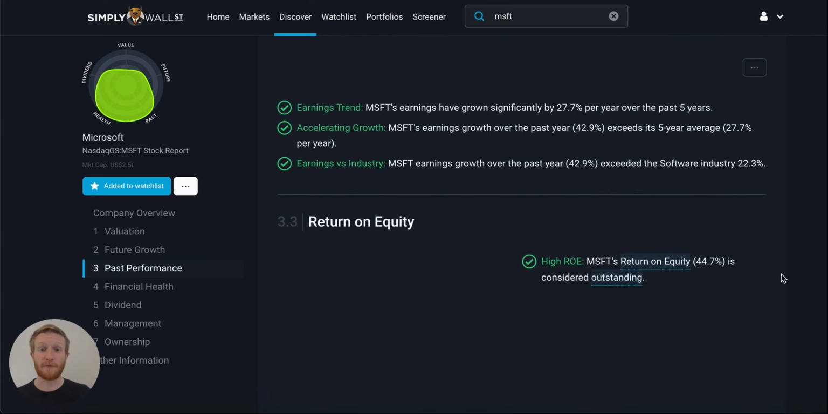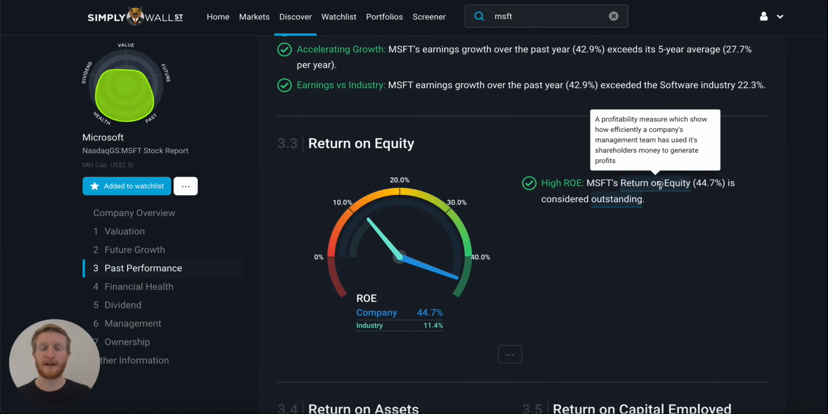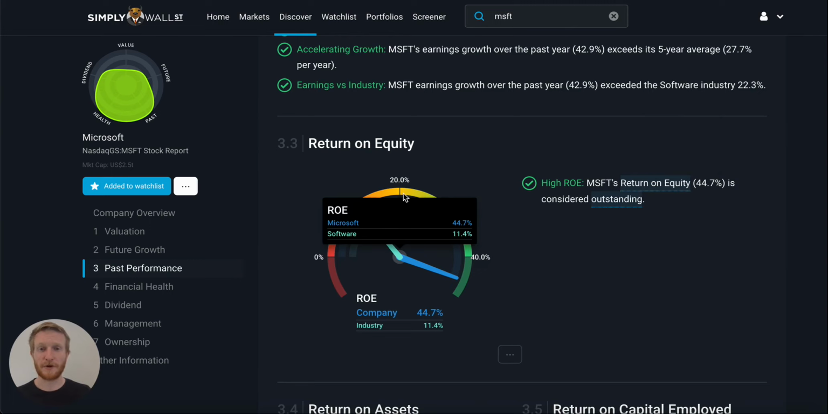And so the final check we do that contributes to the Snowflake's performance is the company's return on equity. Now, return on equity is basically a profitability measure to show you how efficiently a company's management is allocating its shareholders' equity to generate profits. So anything above 20% is considered pretty good.